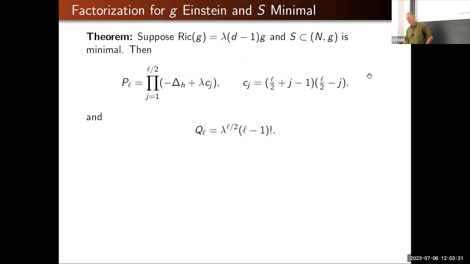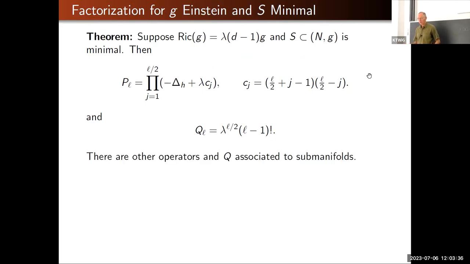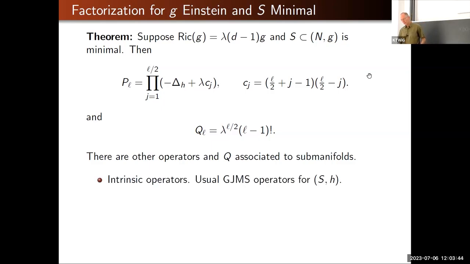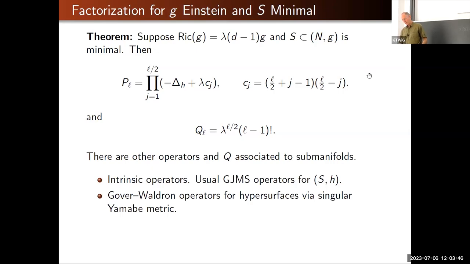There are two other things you could think of for extrinsic GJMS operators in the literature. Neither of them works because they don't satisfy this factorization. That's why we had to construct new ones. Gover and Waldron have a whole construction in the case of hypersurfaces using a singular Yamabe metric, but the operators they have do not satisfy the factorization. We had to derive new ones. You can hear about that on Monday.